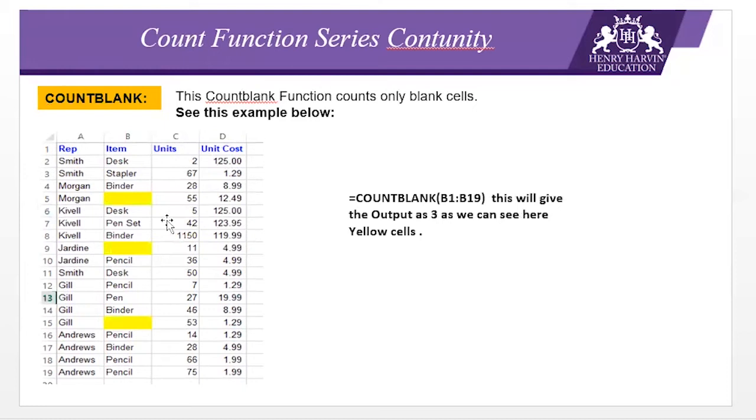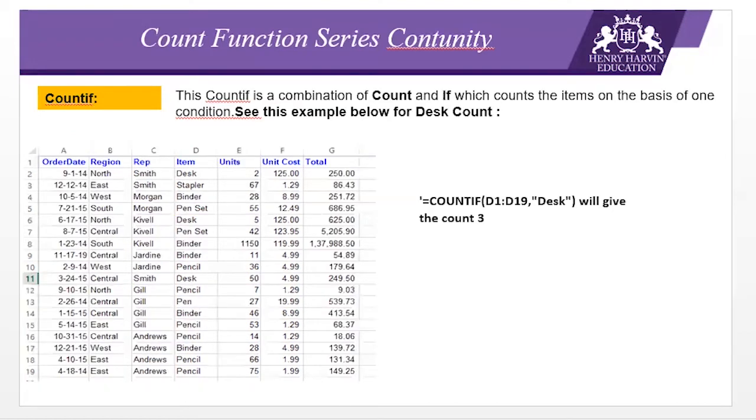If you go to COUNTBLANK, this is self-explanatory. I can skip this, but you can see there are 3 highlighted cells which we are counting, so it is counting 3. Now you go to the next item, COUNTIF. Guys, COUNTIF is a combination of count and if, which counts items on the basis of one condition. So COUNTIF accepts only one condition. In the D column, which is Item, we are finding the total count of desk.